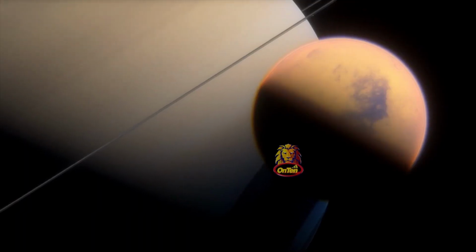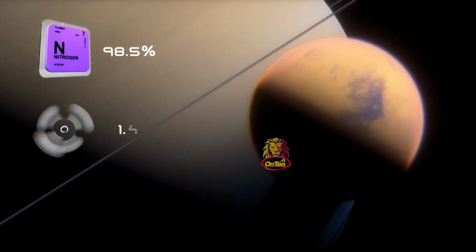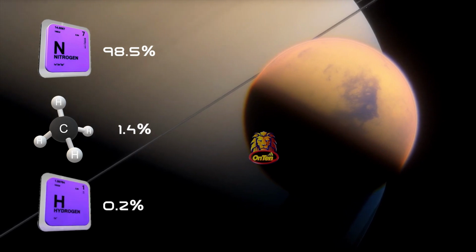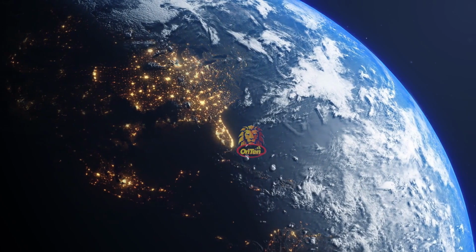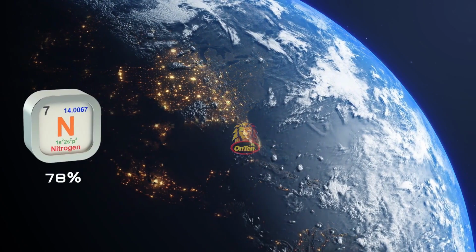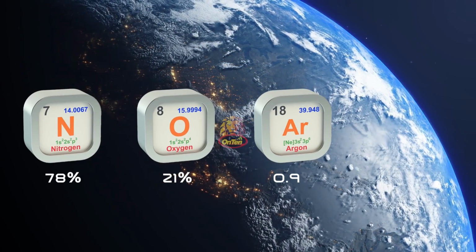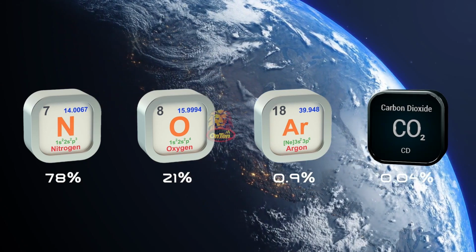Its atmosphere is made up of 98.5% nitrogen, 1.4% methane, and 0.2% hydrogen. And if you compare it to Earth's atmosphere, it's 78% nitrogen, 21% oxygen, 0.9% gases like argon and others, and 0.04% carbon dioxide.